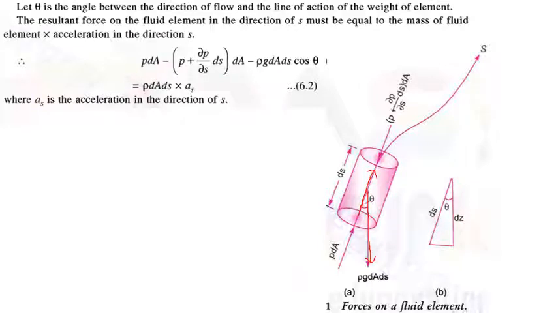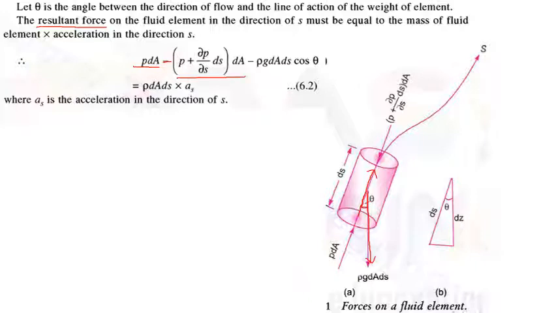Okay. So the resultant force is the resultant of the three forces, that is the two pressure forces, and the third force is the weight. So the first force is here, PdA. The second pressure force is in the opposite direction, so we have a negative sign here.